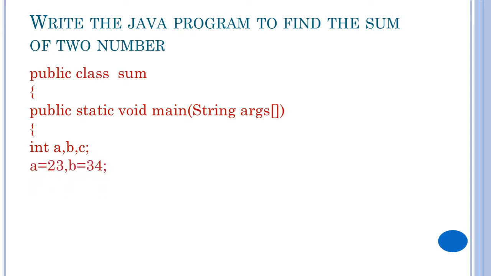Here a equals 23, b equals 34. I am giving the value 23 for a and 34 for b. Now I am going to add, c equals a plus b, right? Where is the sum stored now? The sum is stored in the variable c. You want to display that, right? So which command do you need to use? You need to use System.out.println.